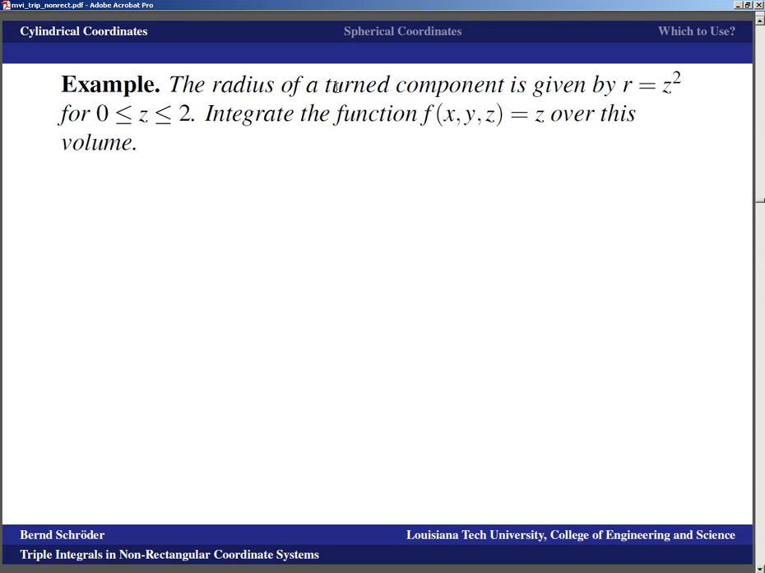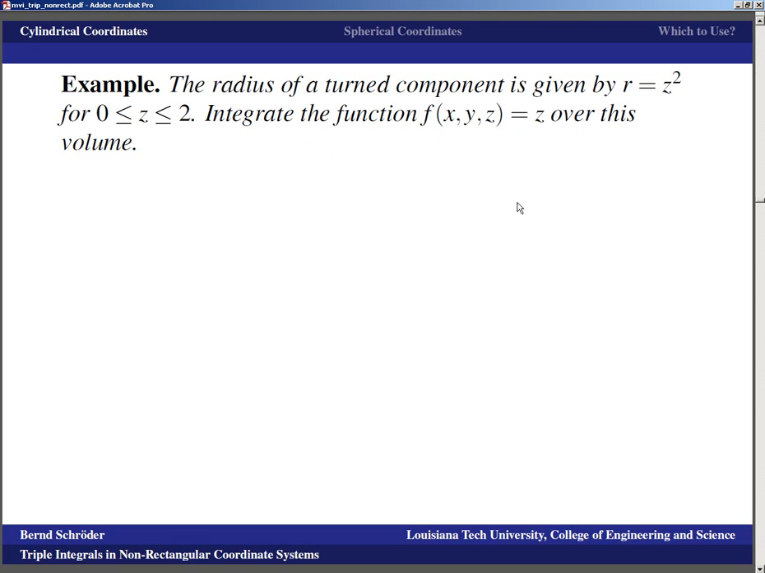So let's take a turn component, so that would be a volume of revolution, and the radius of that turn component is given by r equals z squared, and that is for z between 0 and 2, and I want to integrate the function f of xyz equals z over this volume. So this could be part of maybe a computation of the center of mass, where ultimately you would have to integrate z. However, it is not the center of mass itself because I don't have the 1 over m in here. Either way, r equals z squared.